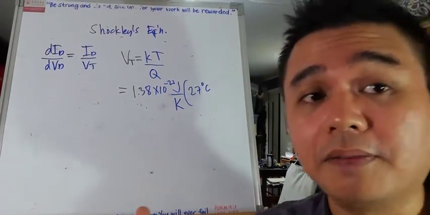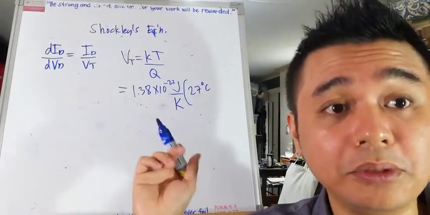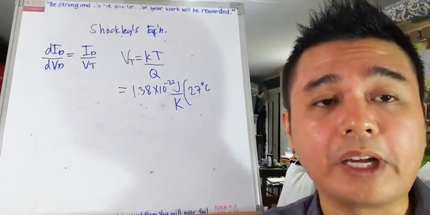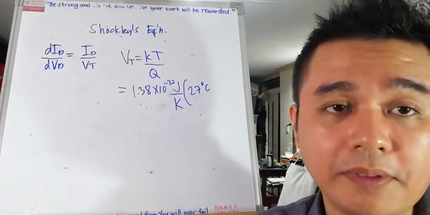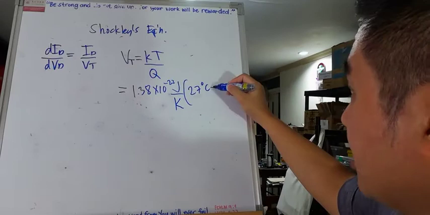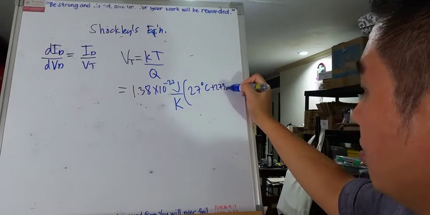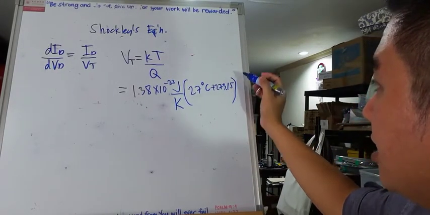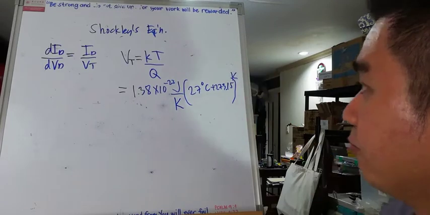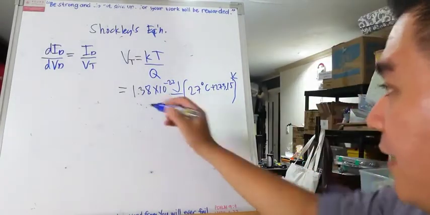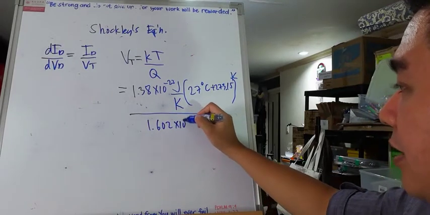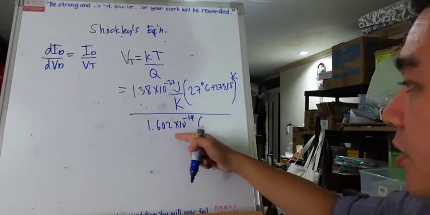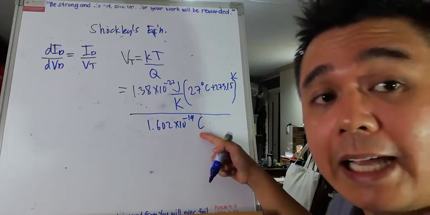But as you can see, kelvins yung ginagamit natin na unit dito. So in order for us to convert from Celsius to Kelvin, mag-add tayo ng plus 273.15 para siya maging kelvins. Alright? Divided by 1.602 times 10 raised to negative 19 coulombs. So this is the charge of one electron.